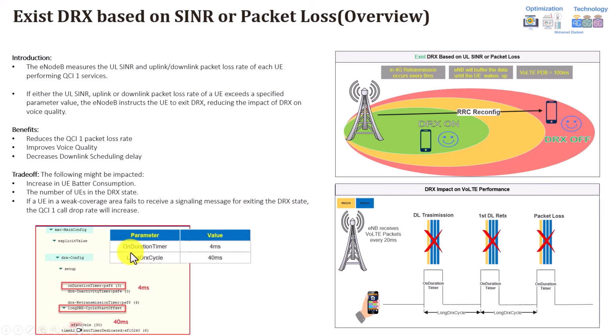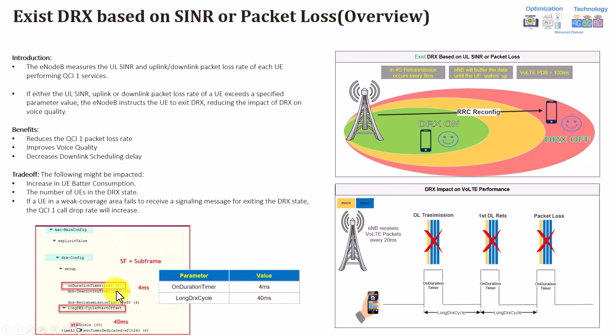And in general, the DRX settings can be checked during the QCI 1 setup. You will find the RRC reconfiguration message, including this on duration timer. For example, here mentioned subframe 4 means 4 subframes, each subframe is 1 millisecond, equivalent to 4 milliseconds. And you have the long DRX start offset, which is here mentioned as SF40, and this is equivalent to 40 milliseconds. And that's all about this feature.